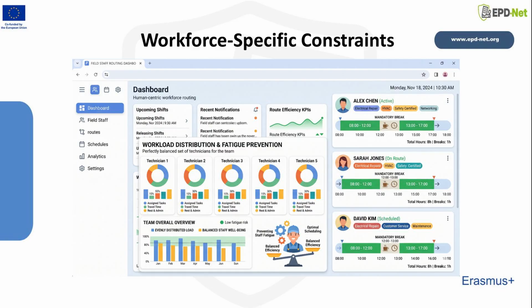Workload balancing is another critical consideration in workforce routing. Assigning too many visits to a single staff member can lead to fatigue and reduced service quality. By balancing workloads across teams, routing solutions support sustainable operations and improve overall efficiency and staff satisfaction.